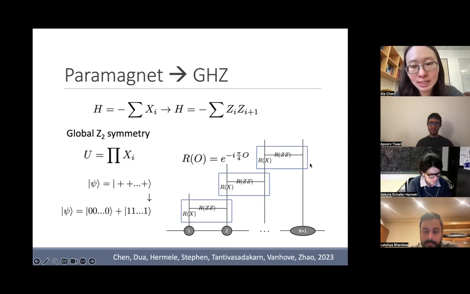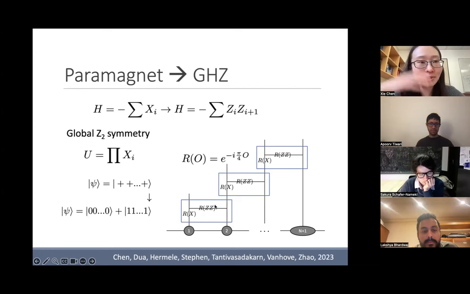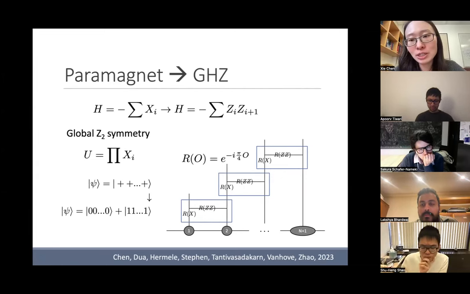And this circuit is actually very unusual because if we think about the so-called circuit depths, meaning how many layers we need in order to complete the transformation, we actually need a number of steps that scales with system size, right? Because we're doing 1, 2, 2, 3, 3, 4, and it goes up. So we need a linear depth circuit in order to implement this.